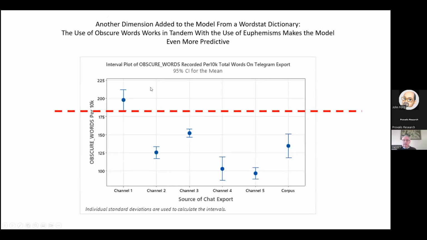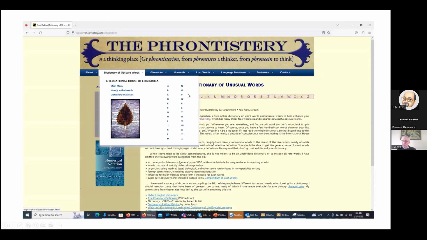Also, I can look at use of obscure words. Remember, equivocation involves deception by not being clear. Well, if I look at obscure words, there's a dictionary for obscure words. If you're not familiar with it, it's called Phrontistery.info. So I can take these words, download them, and build a WordStat dictionary out of this, and it becomes a variable, okay?